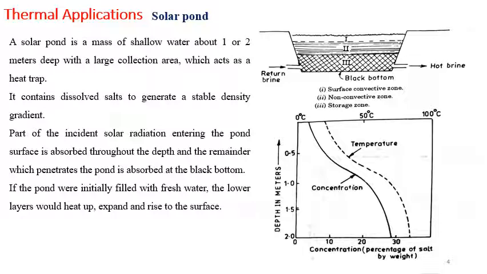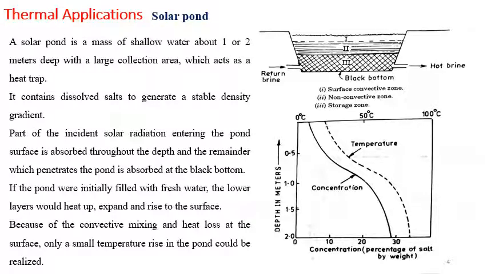If the pond were initially filled with fresh water, the lower layers would heat up, expand, and rise to the surface. Because of the convective mixing and heat loss at the surface, only a small temperature rise in the pond could be realized.